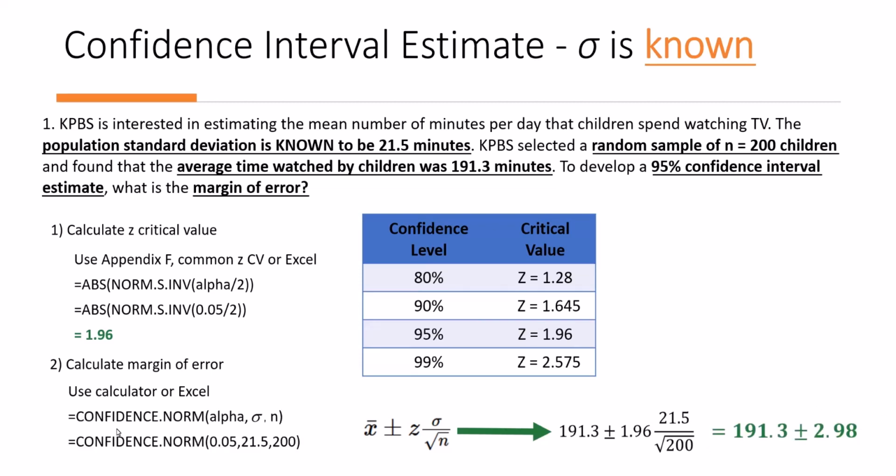We could also use Excel to get our margin of error directly without plugging in the formula or using the equation. The function in Excel is confidence.norm, and then the inputs are alpha, the population standard deviation, and the sample size. So here's an example of that inputs, and that would also give us 2.98. Let's go ahead and do that in Excel now to get some hands-on practice.